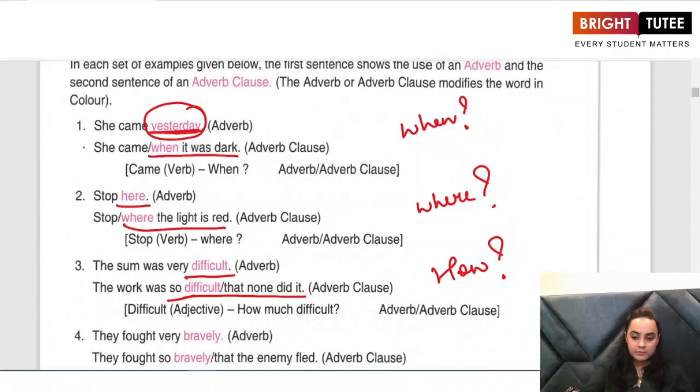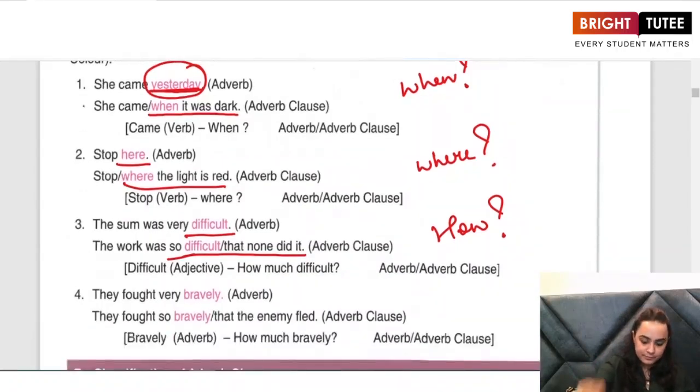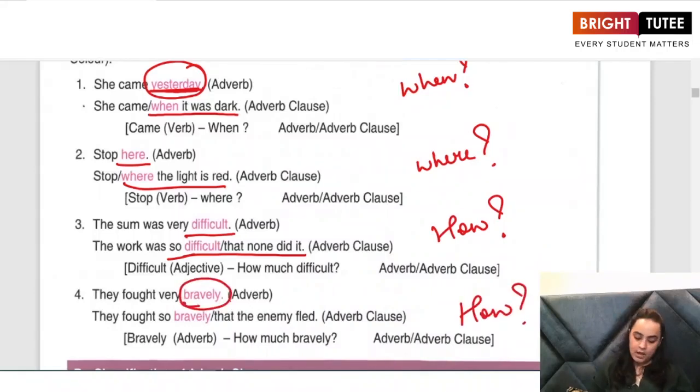So that is an adverb clause. Look at the fourth set of sentences. They fought very bravely. How did they fight? Bravely. Okay. They fought so bravely that the enemy fled. And how did they fight? So bravely that the enemy fled. Fled means ran away. So they fought so bravely that the enemy ran away.